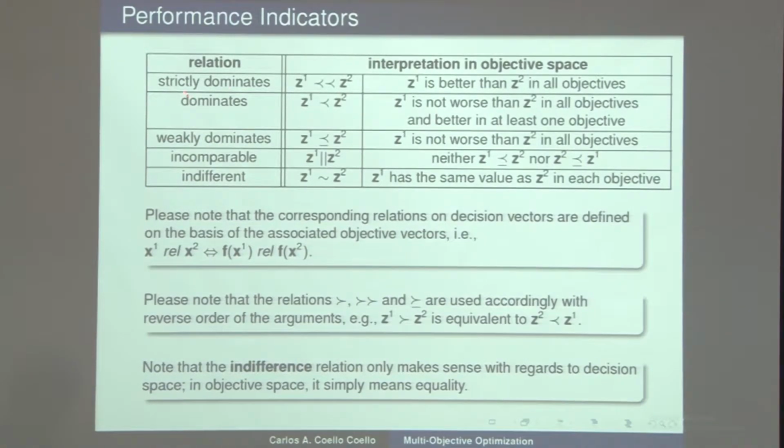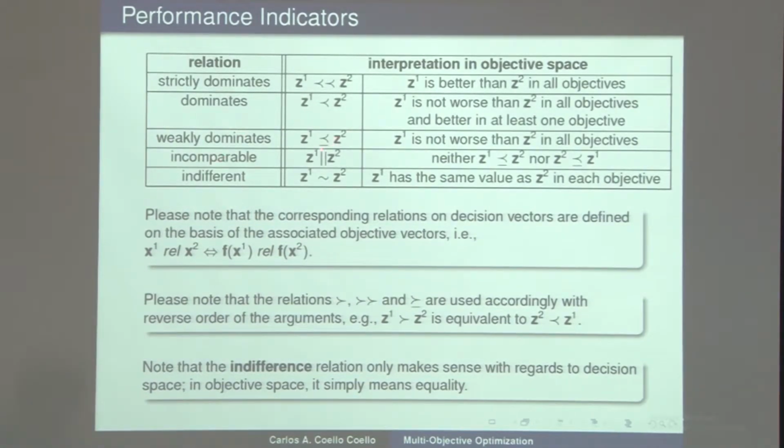We have strictly dominates, which is represented with the double preceding symbol. This means that set 1 is better than set 2 in all objectives. This is a strict dominance. You know, I'm really above you, clearly. Dominates is the one we already know, a single preceding symbol. So set 1 is not worse than set 2 in all objectives and is better in at least one. It's the same as Pareto optimality, just saying this in a different way.